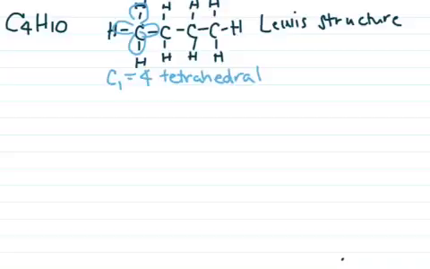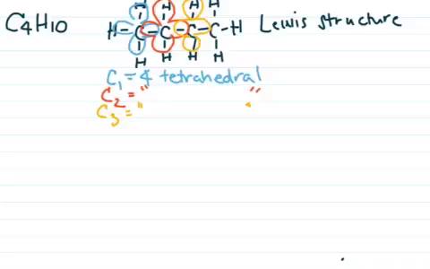The next carbon I'm going to look at is this carbon right here, and I'm going to count 1, 2, 3, 4 things around it. So C2 is going to be just like C1. Now let's look at this carbon, and we count 1, 2, 3, 4. So C3 is also going to be a tetrahedral shape. And our next one, this last carbon right here, 1, 2, 3, 4. So our C4 is also going to be a tetrahedral shape.